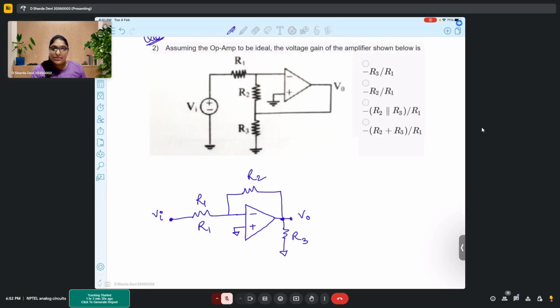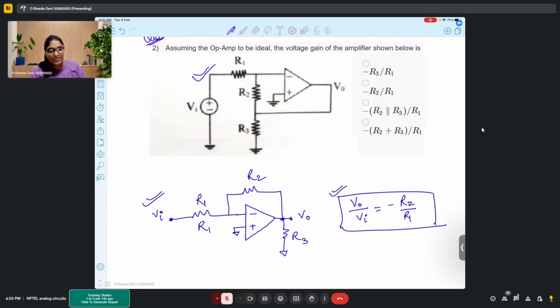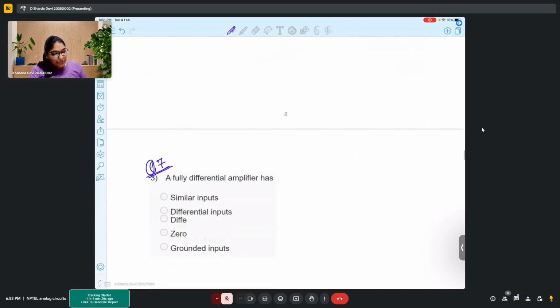No, right? If R3 was present or R3 was not present, you already know that V out by V in is minus R2 by R1, right? So this is the same output that you will get even if you have your R3 present or R3 absent. Okay? So it's just to show that sometimes you need to rearrange the circuit so that it looks easier, because analyzing this circuit is much easier compared to what is given in the question, right? That's the whole idea. Okay, coming to the next.